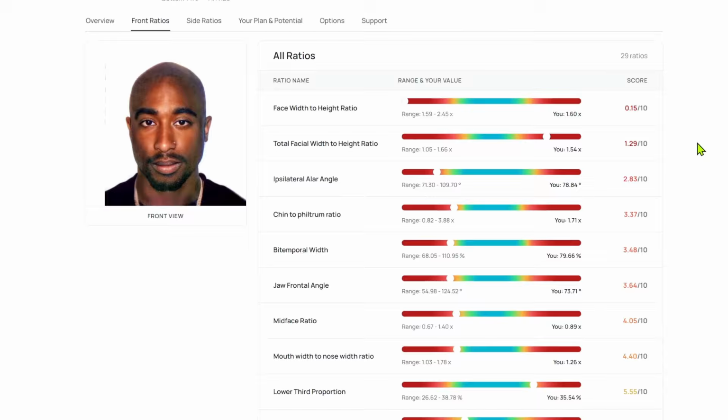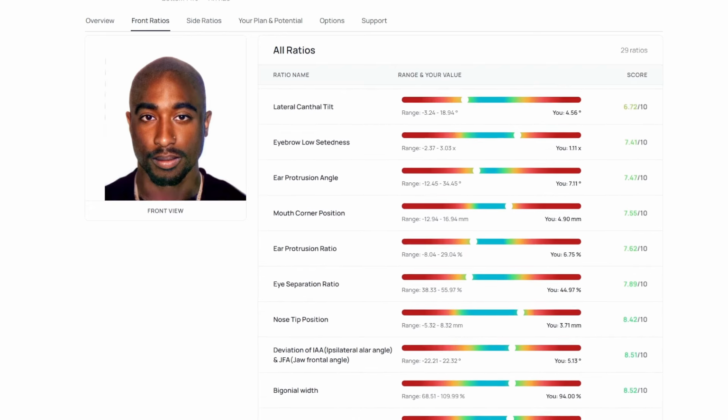Horrendous. Facial width to height ratio is a 0.15 out of 10. His total facial width to height ratio, that's obviously going to come in at a 1.29, at least definitely a lower score. His ipsilateral alar angle, which is his eye spacing right here to the angle, which usually depends on like a 90 degree, can be ideal, but there's a big range. It's what it's going to be with your chin angle as well. And you'll see where this comes in.